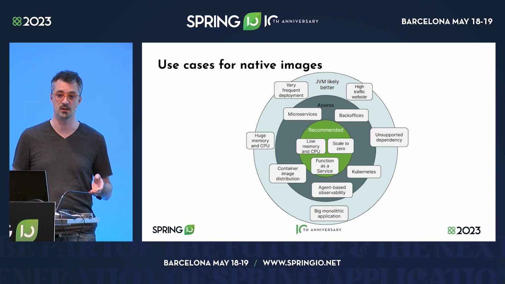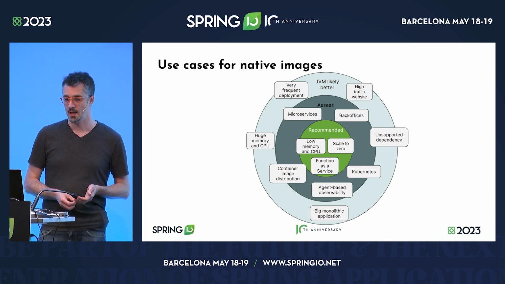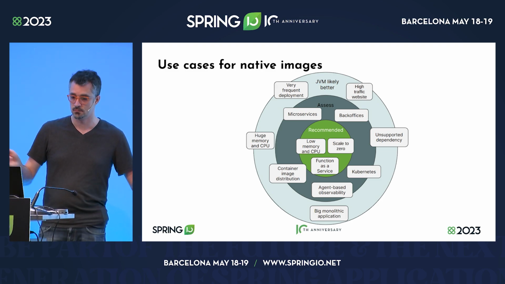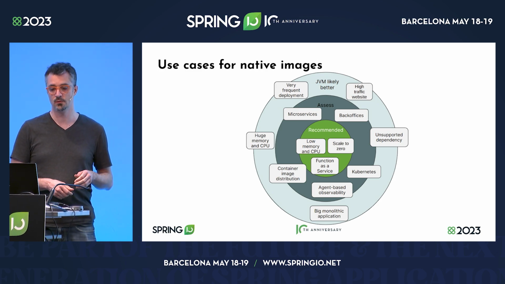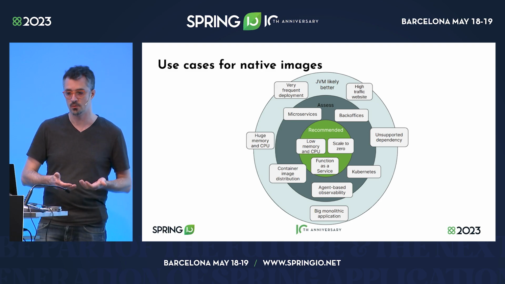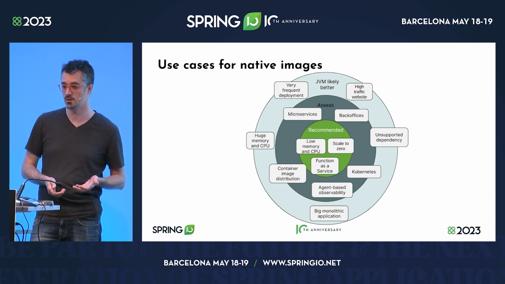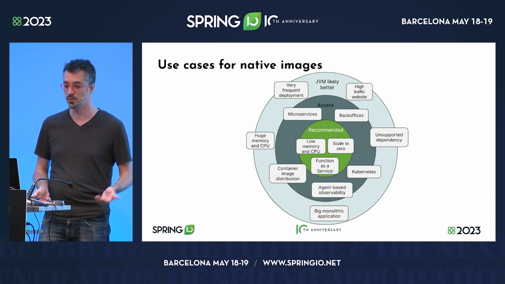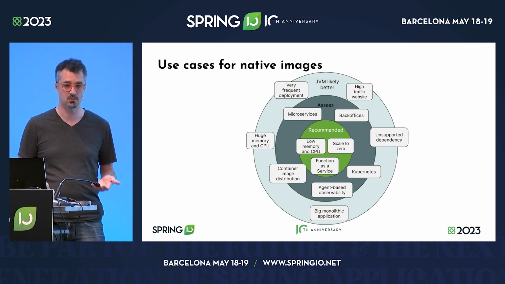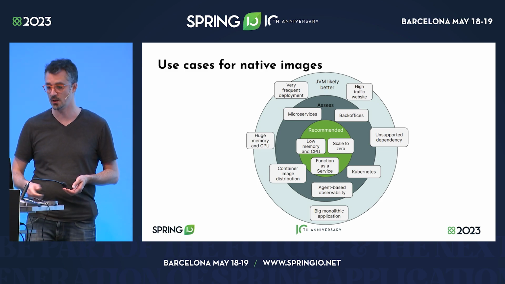There is a beginning of agent support for native, so it depends. If you have a lot of memory, a lot of CPU, if you are doing very frequent deployments, a very long build time with native may be a drawback. If you have a high traffic website, maybe the JVM is just a better fit. If you are using unsupported dependencies, big monolithic applications, so yeah, maybe here GraalVM is a better fit, but it's up to you to check with your use case.